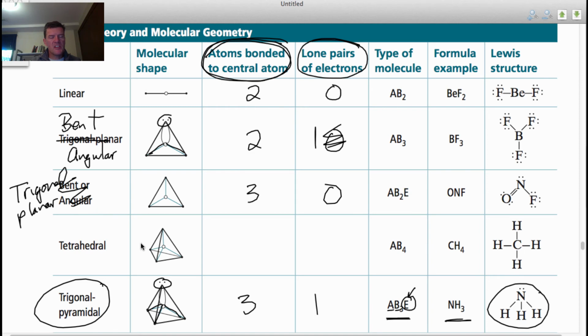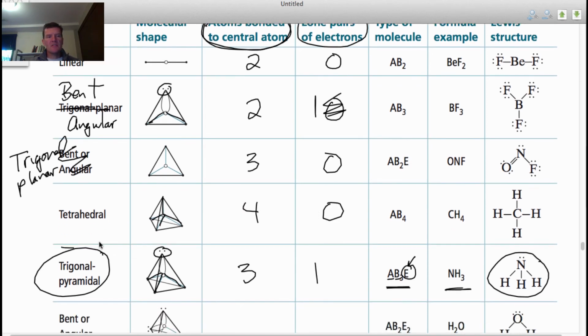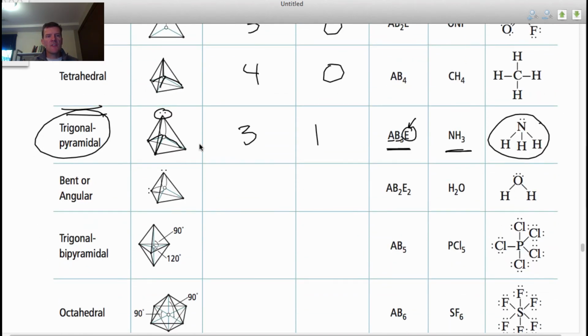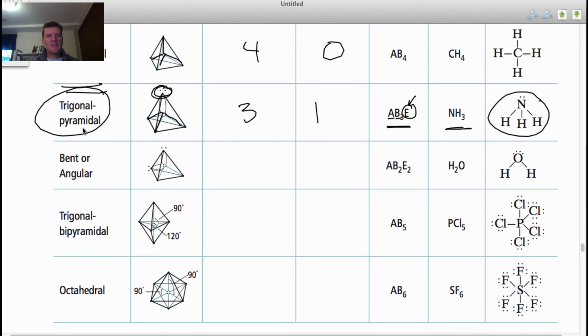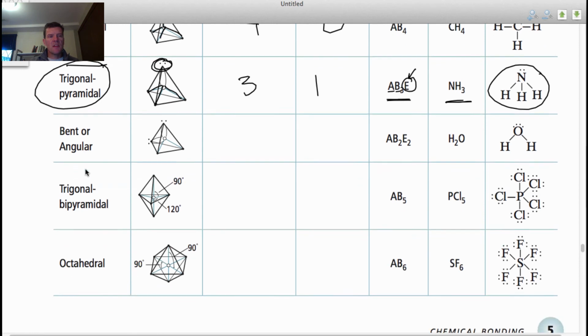Okay? Please change that. This one is 4 bonds. 1, 2, 3, 4, and no lone pairs. That's tetrahedral. Here you've got 3 bonds and 1 lone pair. There's your lone pair. That is trigonal pyramidal. Here you've got also bent, and that would be 2 bonds and 2 lone pairs. That would be like water, and that would be 2 and 2.